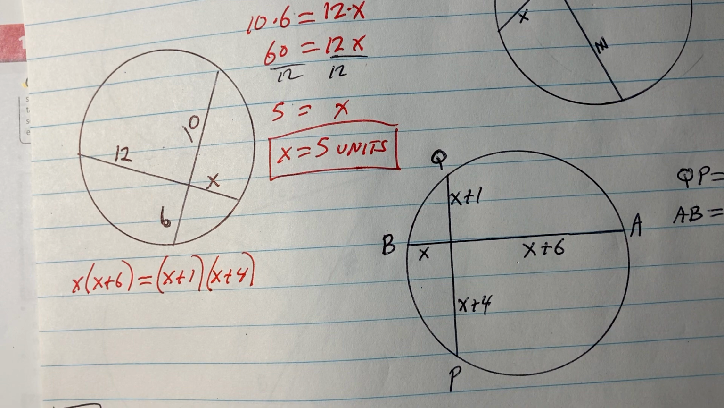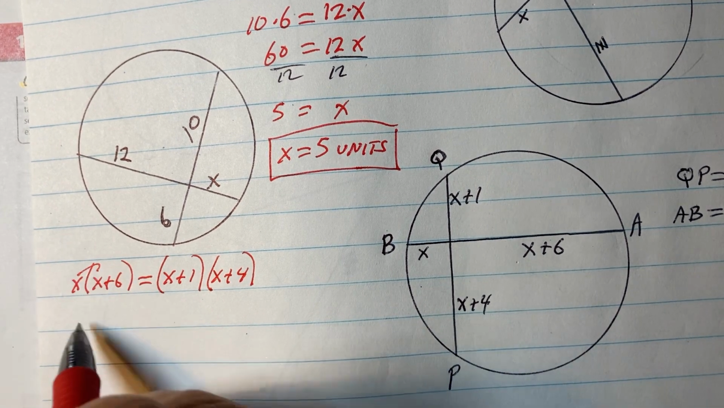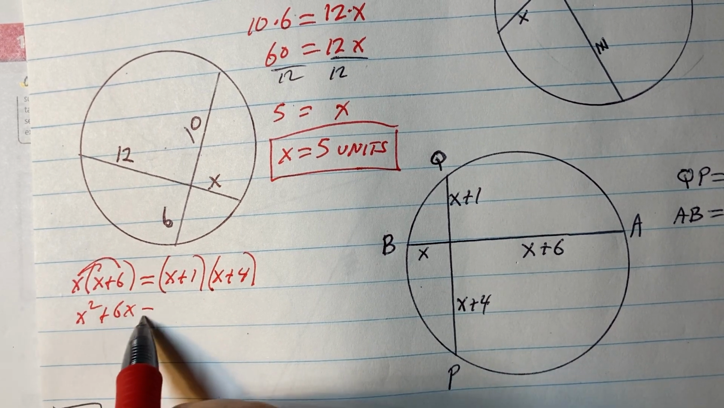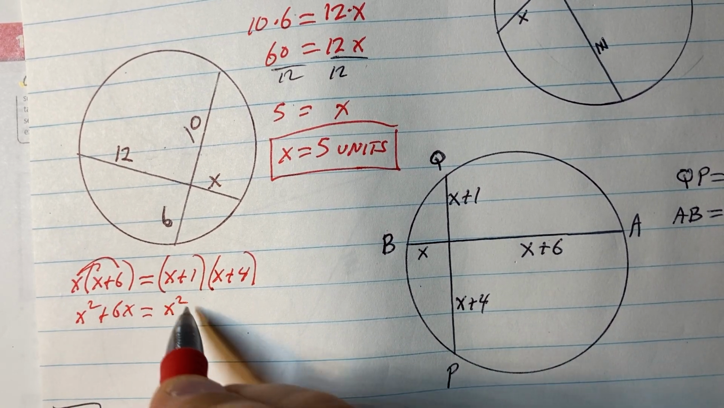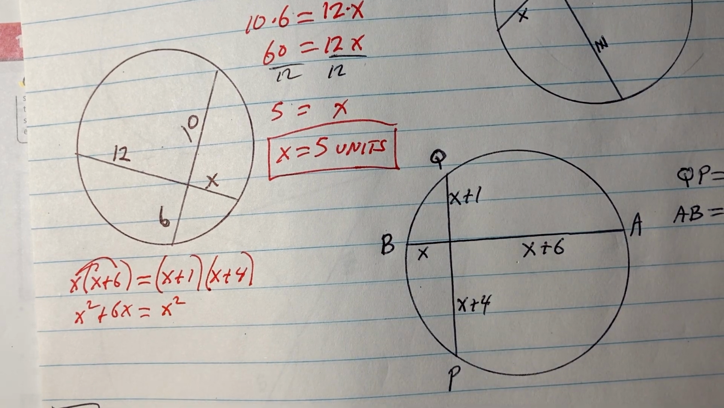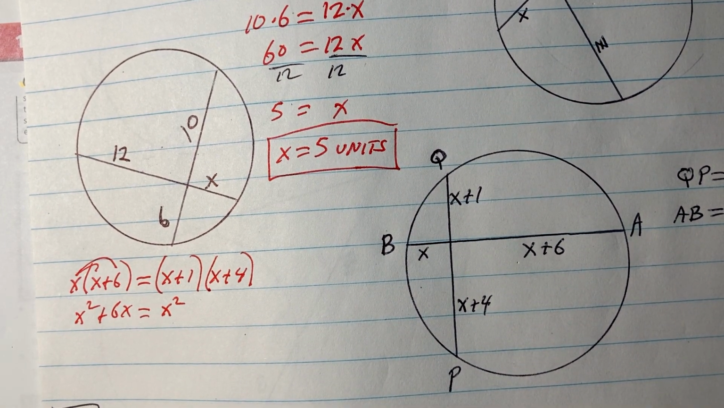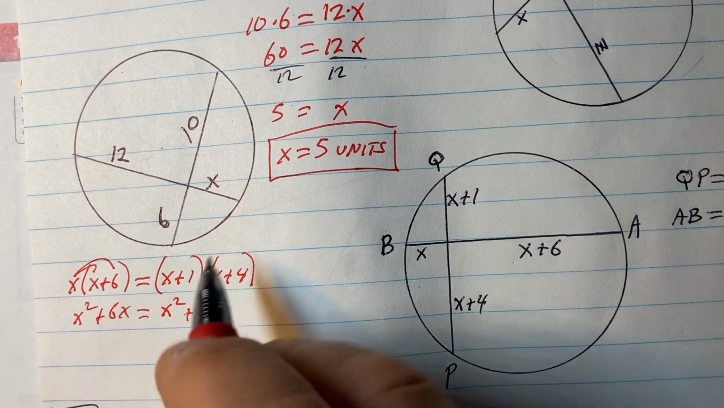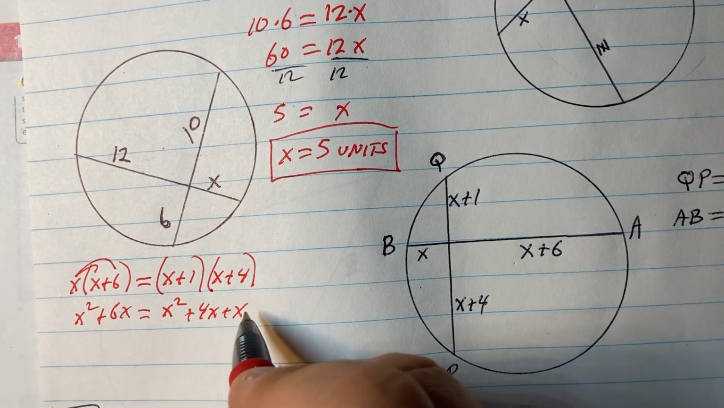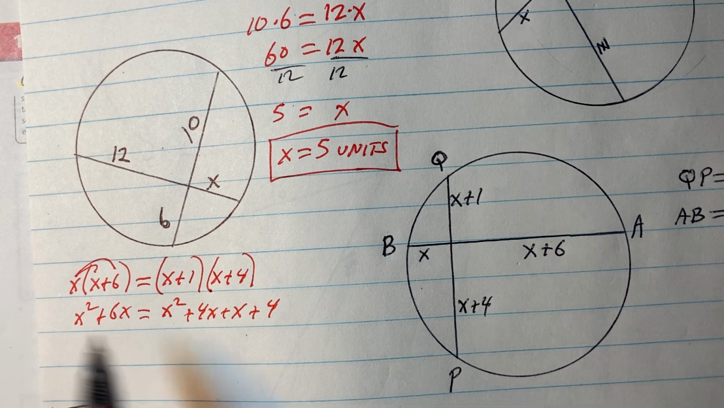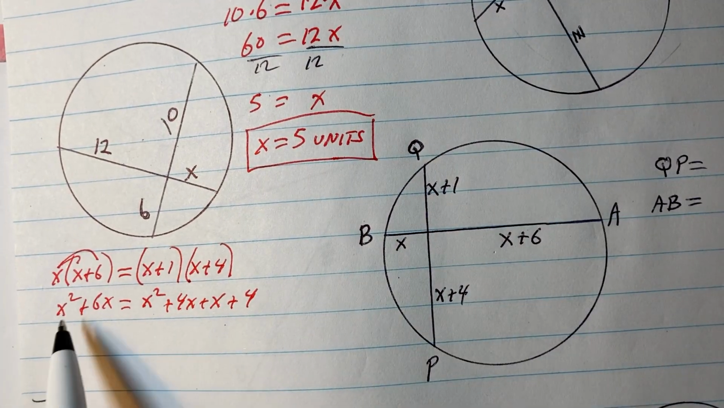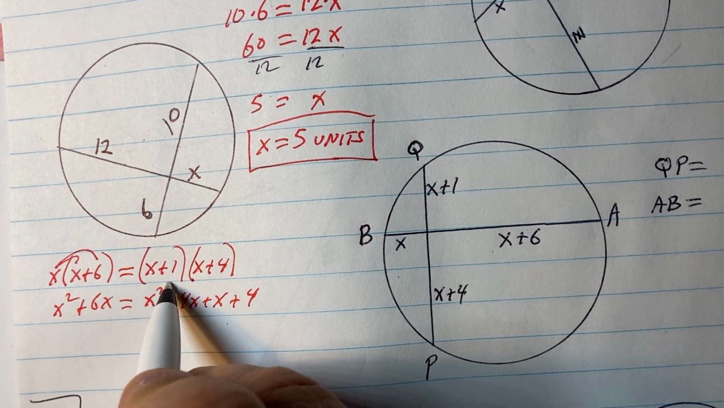That is x squared. That is 6x. X squared, that's 4x. That's 1x. That's 4. Subtract x squared on both sides. They cancel.